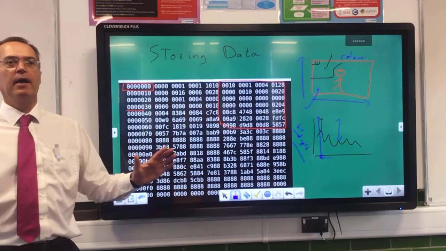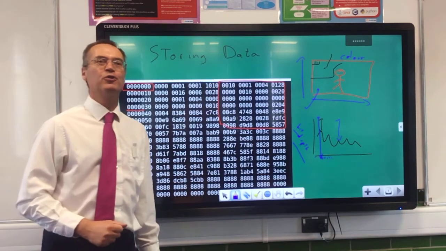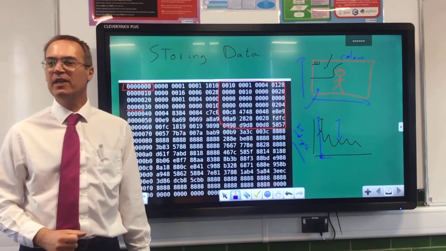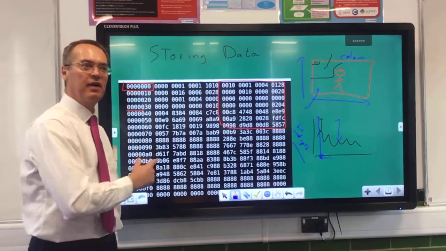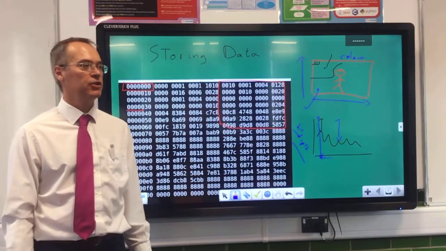Are there any questions about this? So I look forward to our practice calculating the size of these files for sound and for images that you will have to answer in your GCSEs. Thank you.